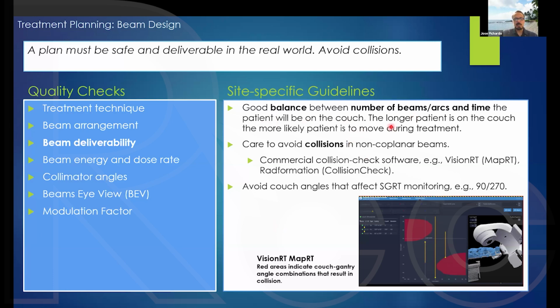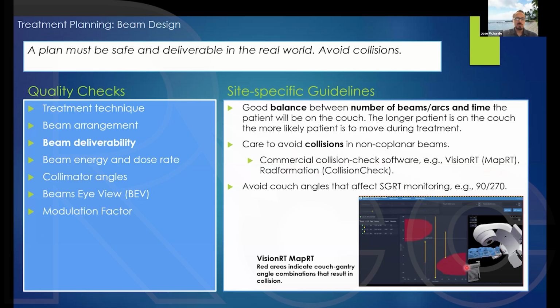Since many of these plans are non-coplanar, you have to be careful with collisions, right? There are commercial softwares available. VisionRT has MapRT, RadFormation has Collision Check. There may be others that I'm not familiar with. The picture that I'm showing you here is from MapRT, and it basically gives you, I know it's very small, so it's hard to see, but it gives you a diagram of couch and gantry angle combinations, and in red, it shows you where you're going to have a collision either with the couch or with the patient, right?